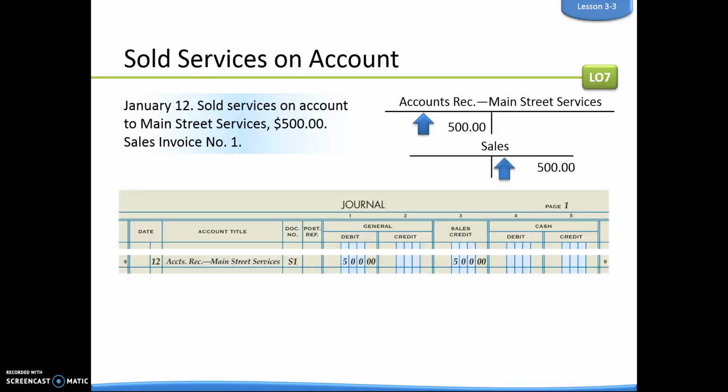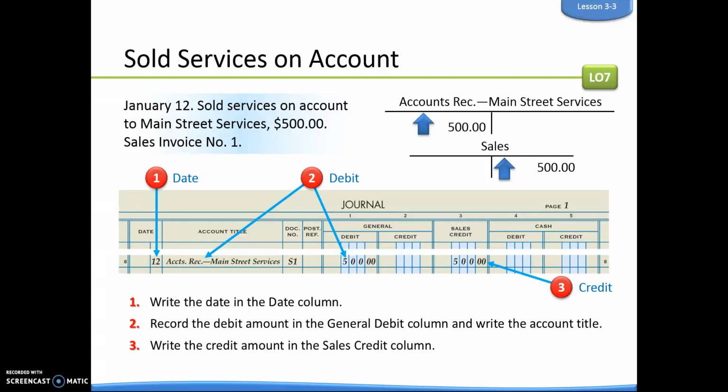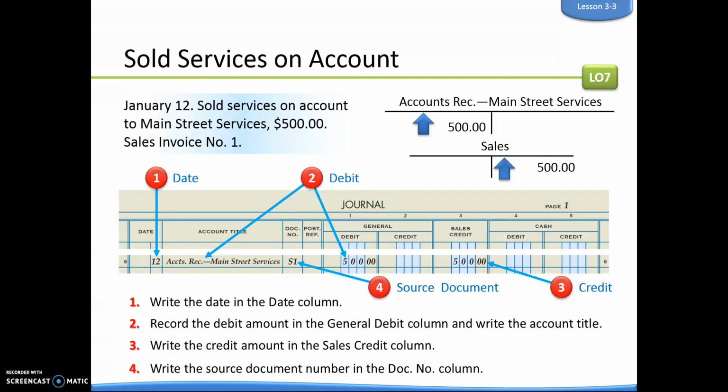And so what that looks like in our journal, again, we put our date in, still on the same page, so we can just put the 12th. Our debit goes first, which is our accounts receivable. We have to put that in the account title. And then we put that under our general debit, as indicated right there. Third is our credit amount that goes under sales credit, as indicated right here. And then lastly, we need to remember to put our source document in. Sales invoice gets abbreviated S and then 1 for the number that corresponds with it. And that's how we journalize our selling of services on account.